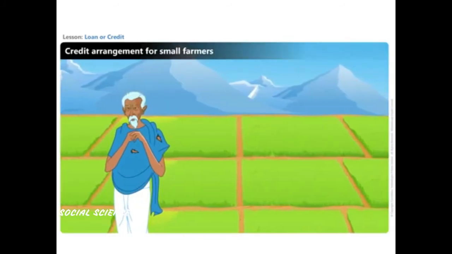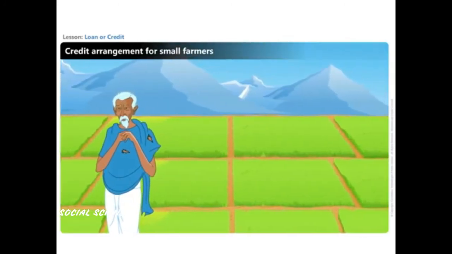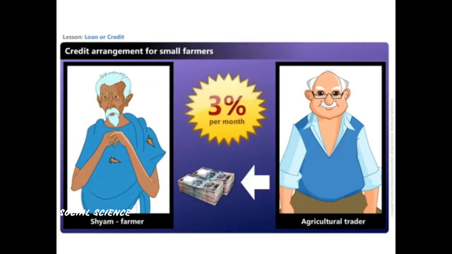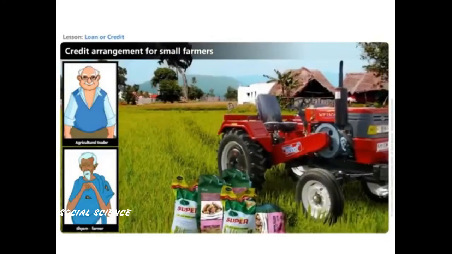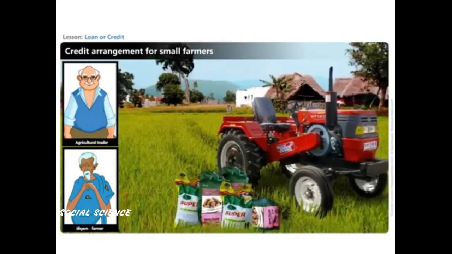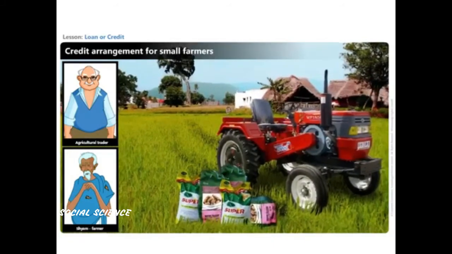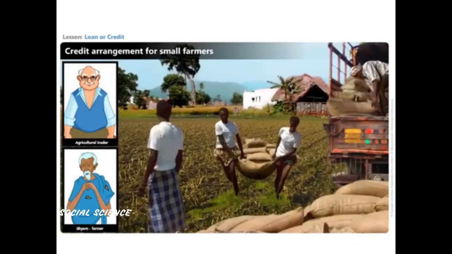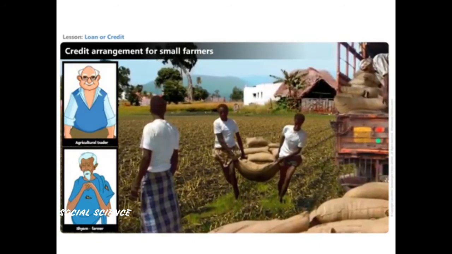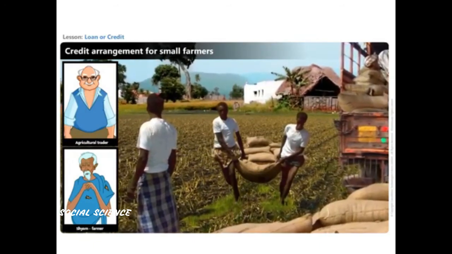Every year, Shyam has to take a loan for the cultivation on his 1.5 acres of land. Since last year, he has been borrowing money from an agricultural trader at an interest rate of 3% per month. The trader supplies the farm input on credit at the beginning of the credit season, which is to be repaid when crops are ready to harvest. Besides the interest, Shyam also had to promise to sell the crops to the trader. This way, the trader can ensure that money is repaid promptly.